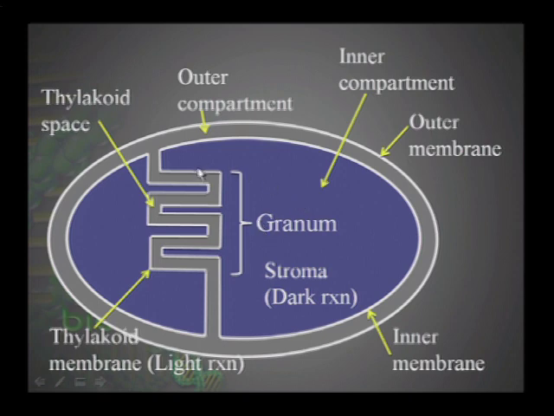Also notice that this space between the thylakoid membranes, known as the thylakoid space, is continuous with this outer compartment. And this inner compartment contains a fluid known as the stroma. So when we talk about photosynthesis, we're going to be interested mostly in these thylakoid membranes because that's where the light reaction occurs. And then the dark reaction is going to be taking place in this fluid-filled inner compartment, the fluid known as the stroma.